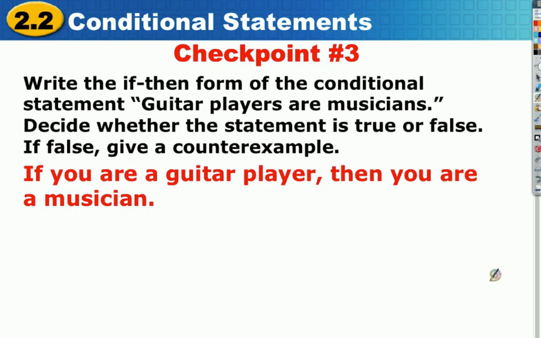So that's the if-then. You could have put if a person was a guitar player, if a human was a guitar player, if a thing was a guitar player. You could have put a whole bunch of different versions of it, but you're starting with being a guitar player, and then the conclusion is then you are a musician.